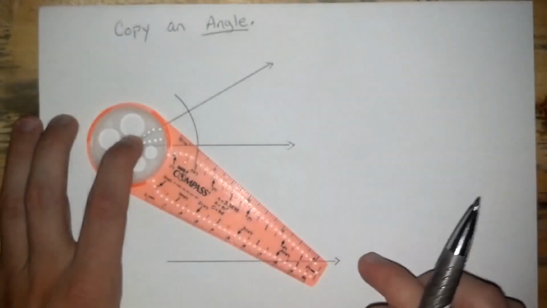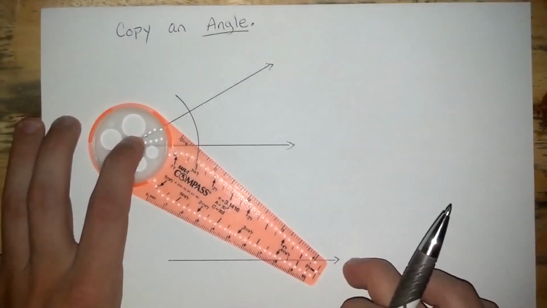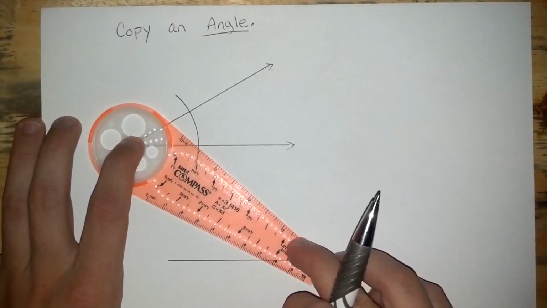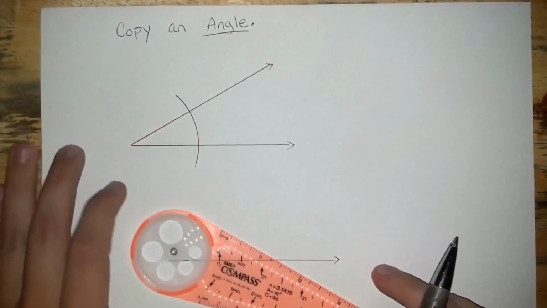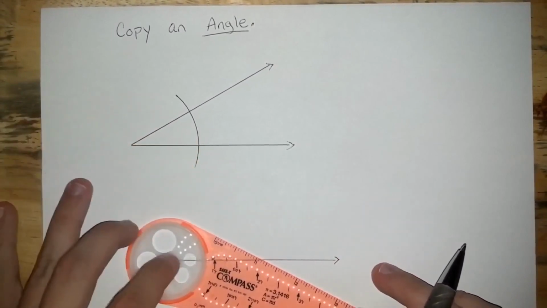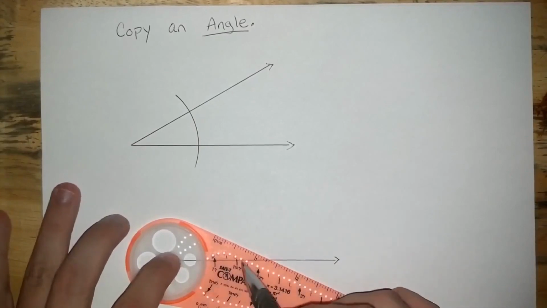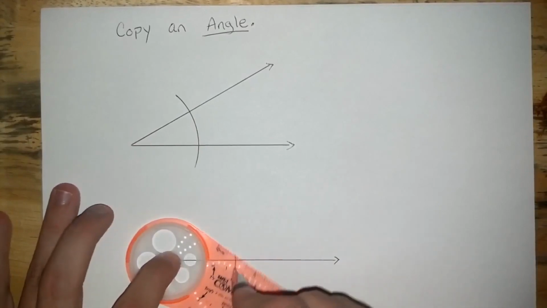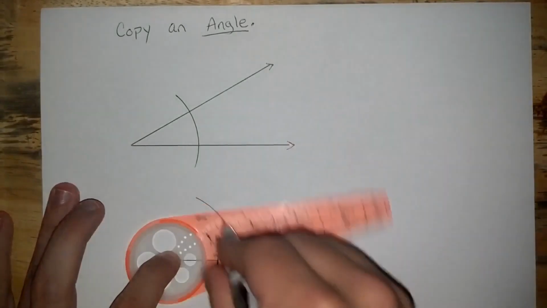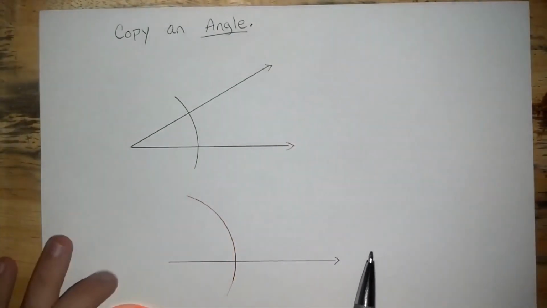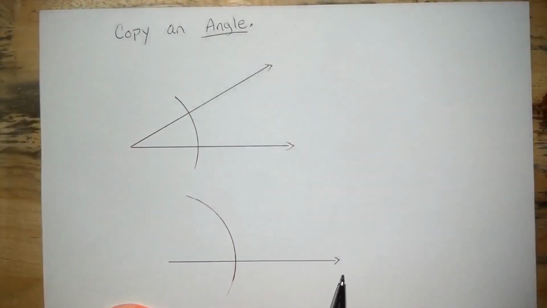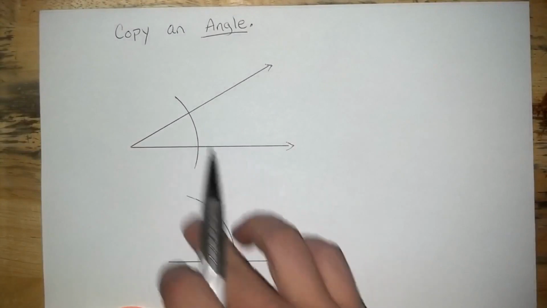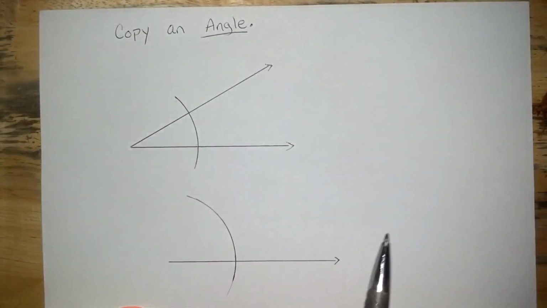Next, go ahead and come down to your new ray and recreate that movement using the same hole. Come down here. Again, same hole, same line for me. I've recreated that arc down here. Might look a little bit bigger, but that's just because I went a little bit further around.